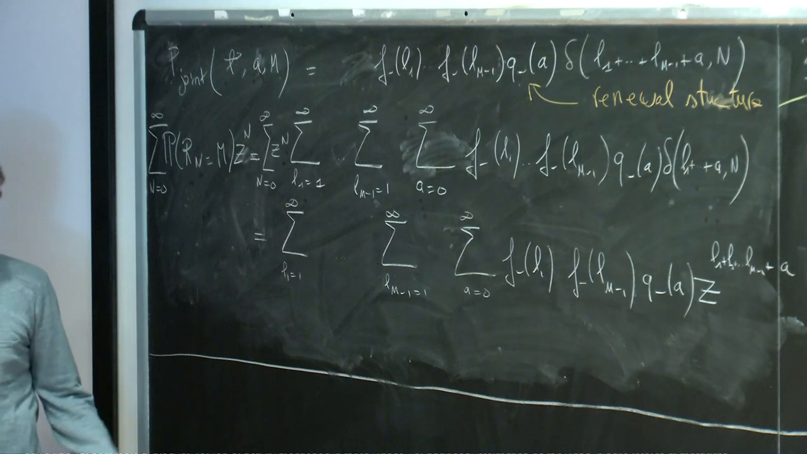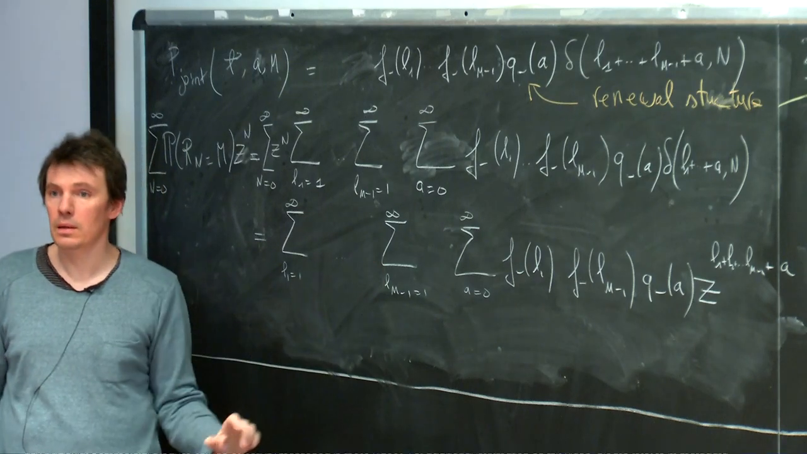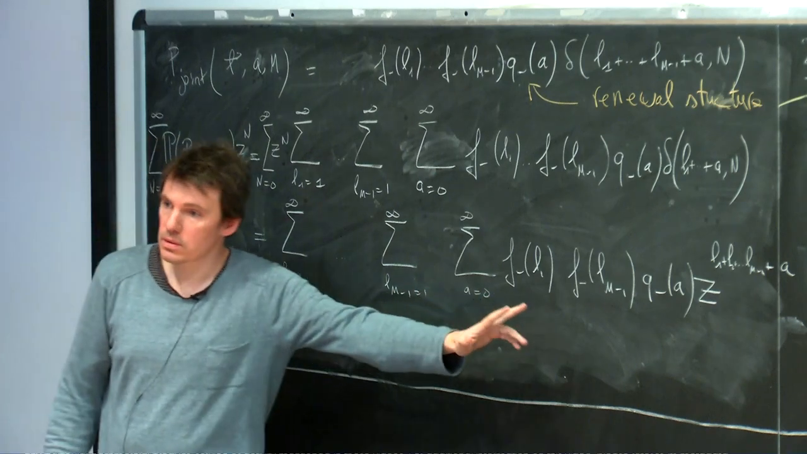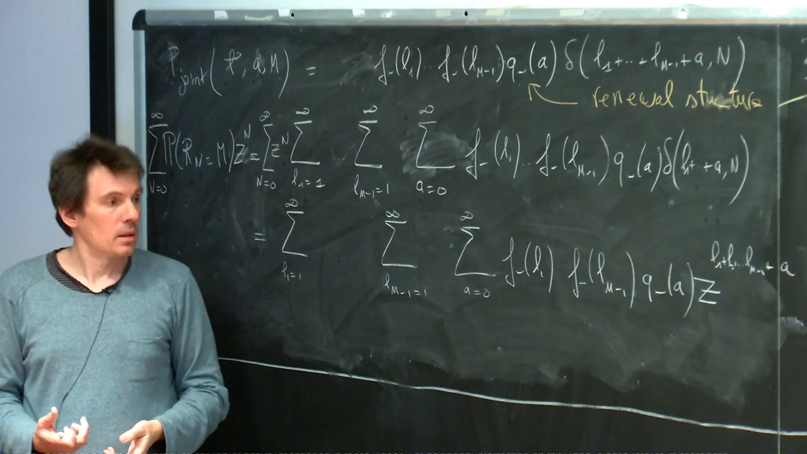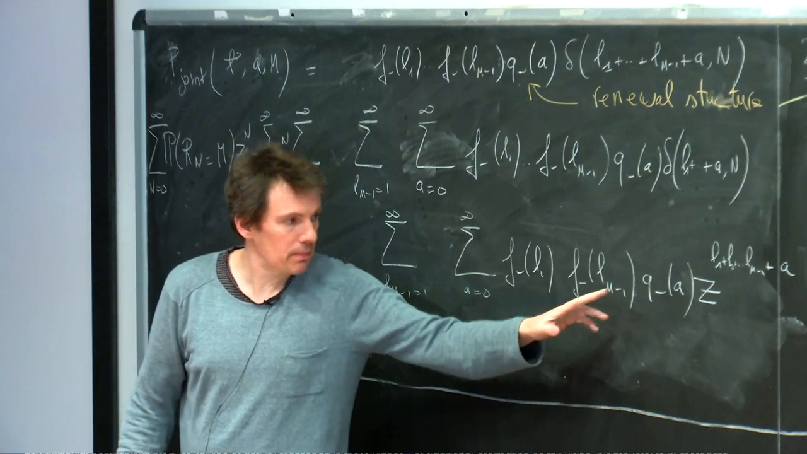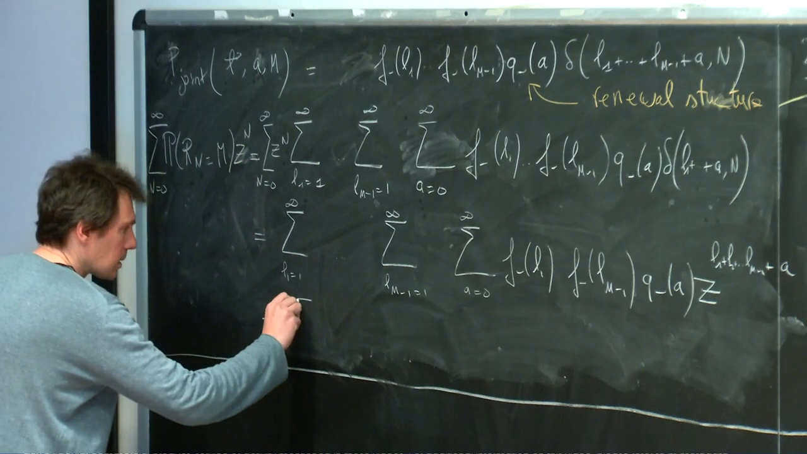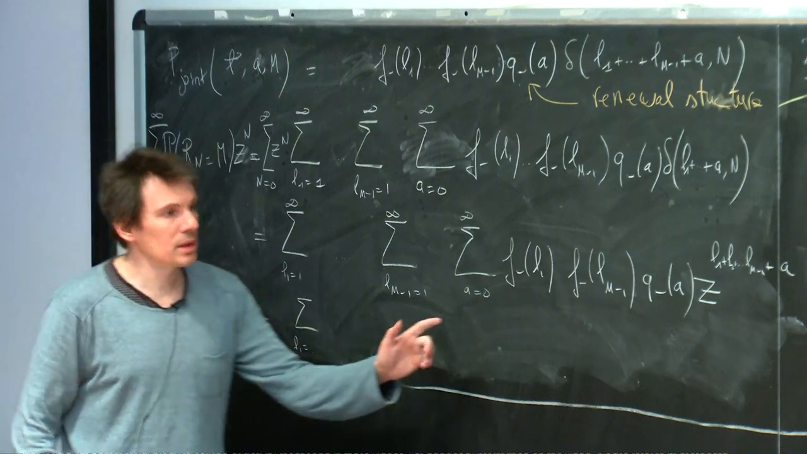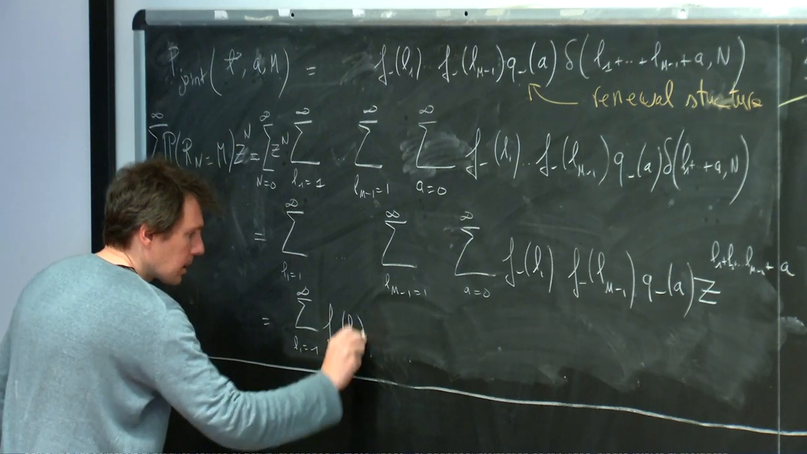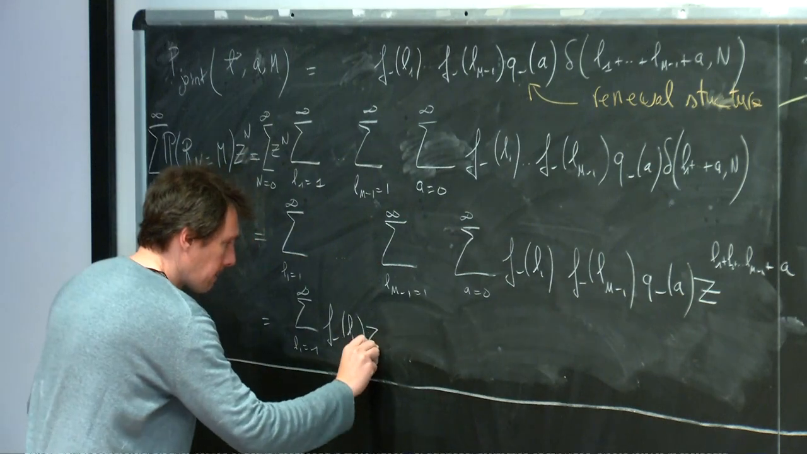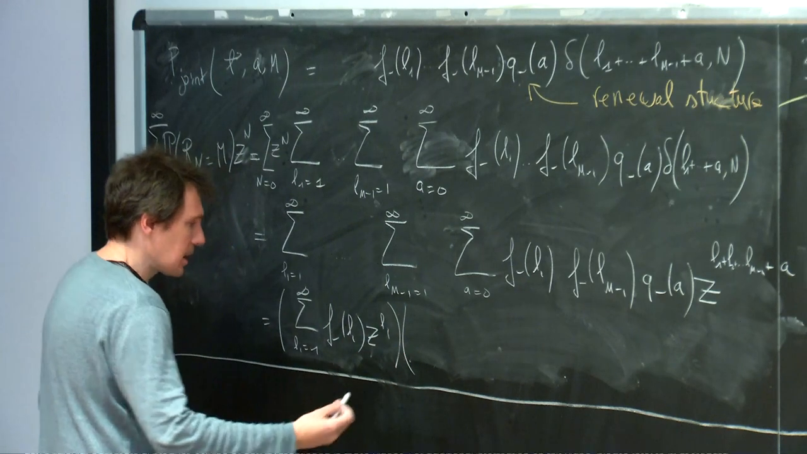And now life becomes much, much nicer, because I have a huge number of sums here, but I have the sum of products, which can be rewritten as the product of the sums, right? Because they are completely decoupled. The sum over L1, the sum over L m minus 1, the sum over A equals 0 are completely decoupled. So in other words, I can rewrite it like that. Let me collect what depends on L1. What depends on L1 is just F minus L1 times z to the power L1. That's the first block. Now let's look at L2. Well, L2 is basically the same, right?